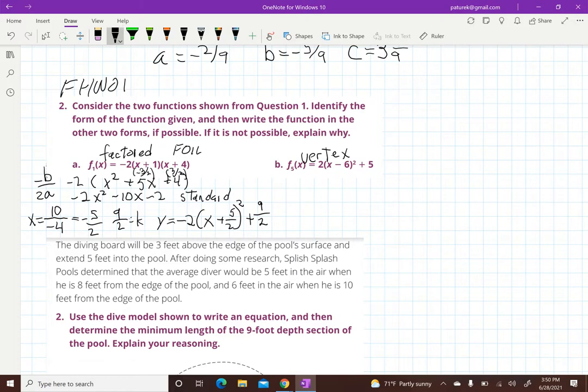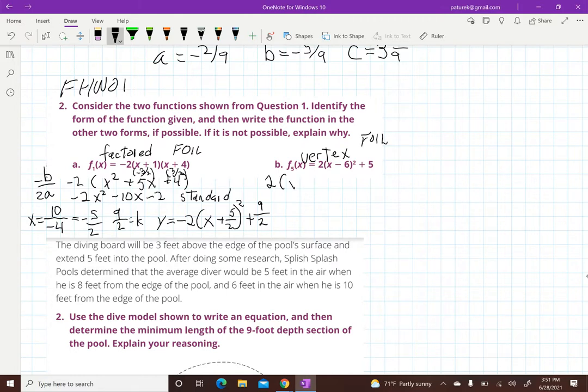Now, if I wanted to convert this from vertex form into standard form, I would just get rid of the parentheses by multiplying everything out. Again, good old FOIL. Multiply the first two terms, the outer two terms, the inner two terms, the last two terms, combine like terms. And then you're going to multiply that by 2 and then add 5 to everything when you're through. So 2 times open parentheses.